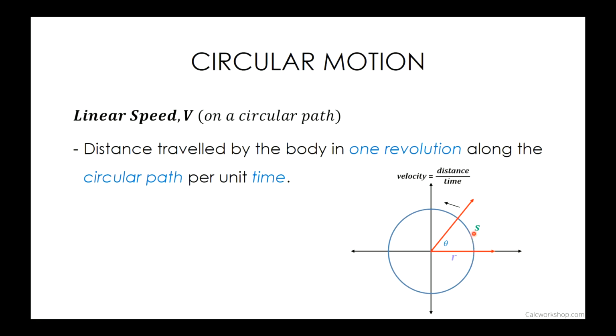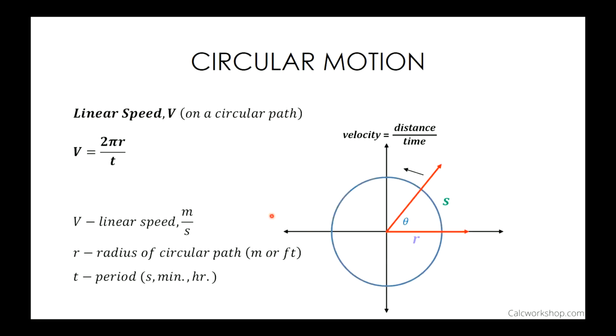So for example, this is our circular track and meron tayong object, nagsimula siya dito and then tinravel niya yung buong distance ng track na ito since linear speed must be in one revolution. Siyempre, sa pag-travel niya, meron siyang period of time elapsed. So, ayun ang magiging linear speed or the velocity, which is the distance over time. So, ano ang magiging formula ng linear speed? We are going to have V is equal to 2 pi r over t.